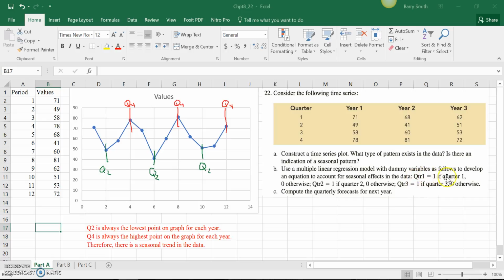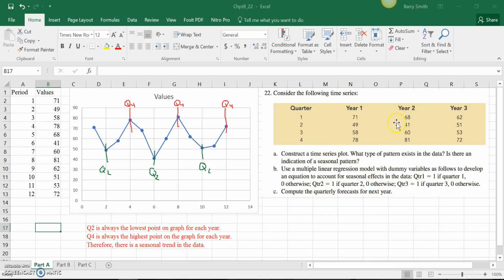Quarter 1 equals 1 if it is quarter 1, otherwise 0, and quarter 2 is equal to 1 if it's quarter 2, if not 0. Quarter 3 equals 1 if it's quarter 3, otherwise it's 0. And then we're supposed to compute the quarterly forecast for the next year.